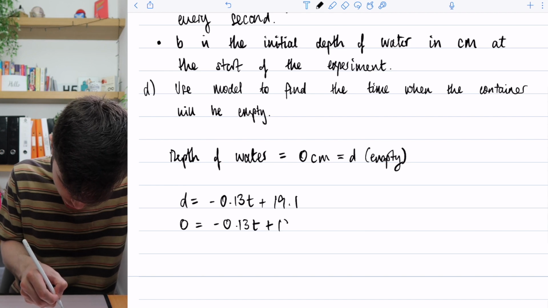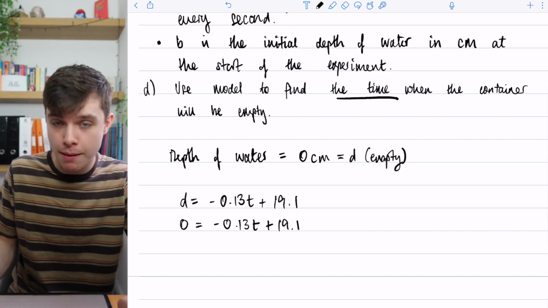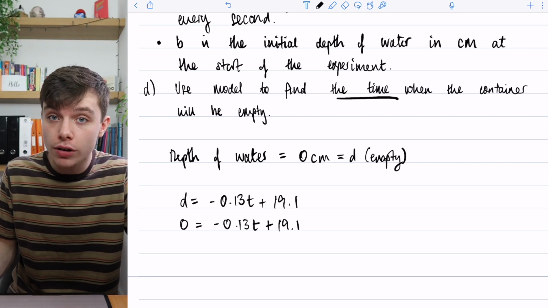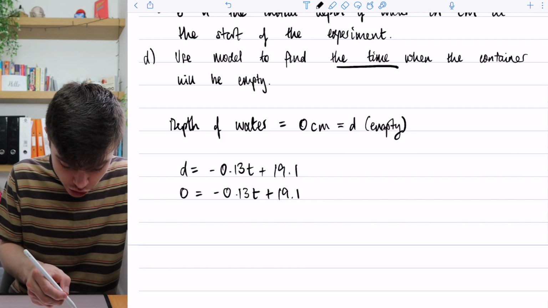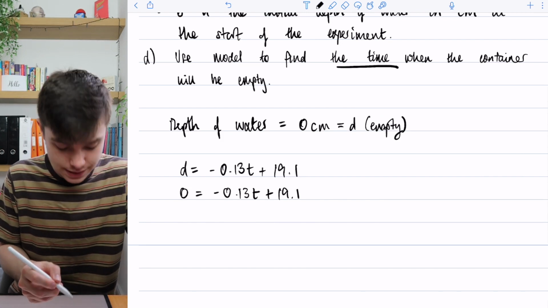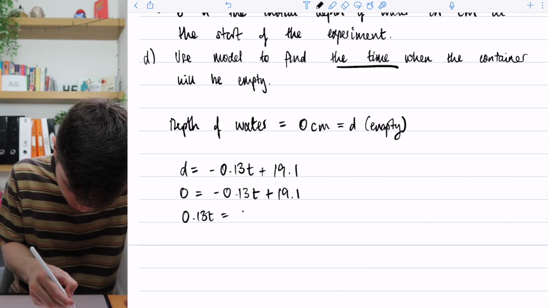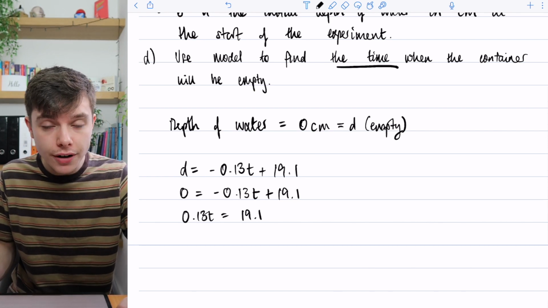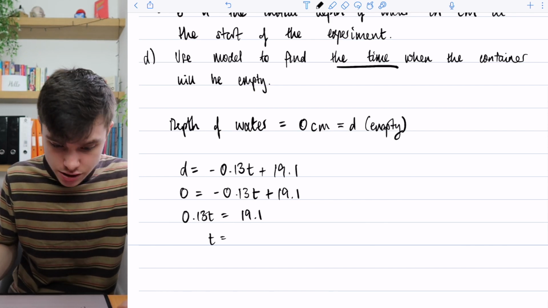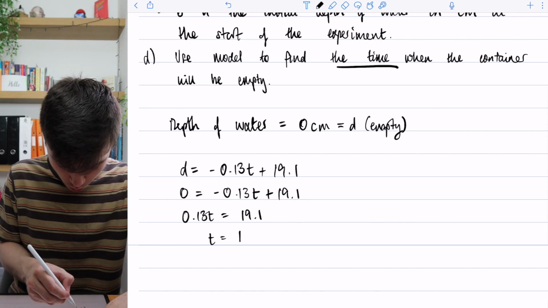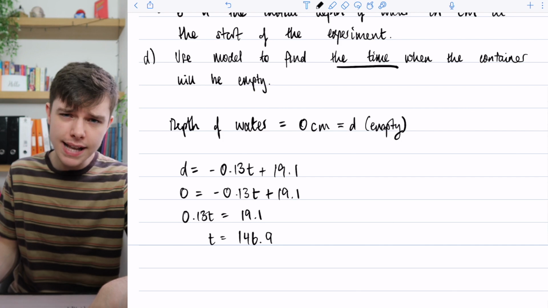And then what can we do with that? Well, it says find the time when the container will be empty. So we're just going to solve for t. I'm going to add 0.13t to both sides to give me 0.13t is equal to 19.1. Then I'm going to divide by 0.13 to give me t on its own, and that will give me 146.9. So that's my value of t.